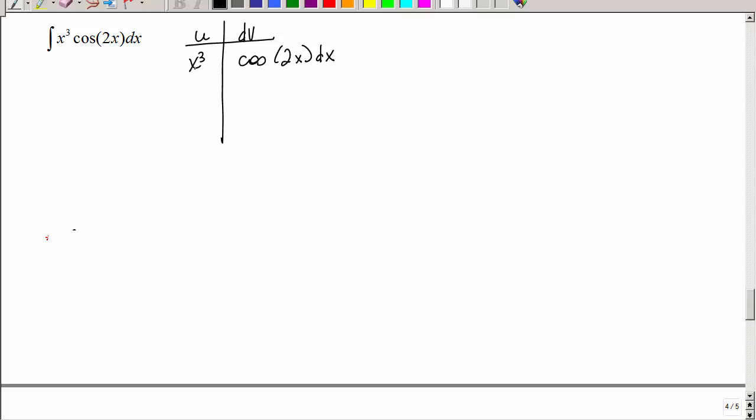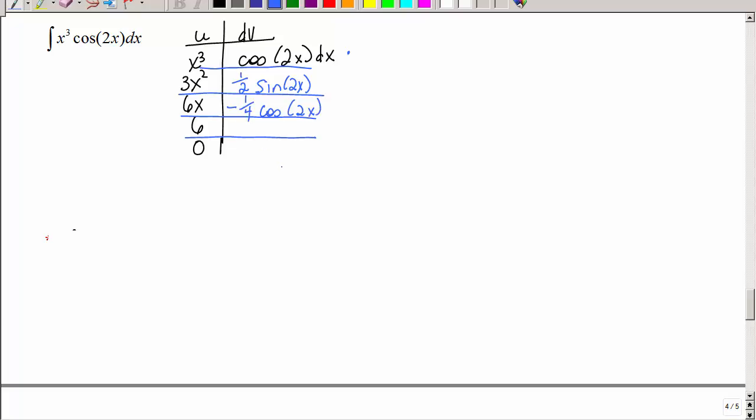Okay. On your u side, you want to just keep deriving until you get down to 0. And it's really helpful if you have lines on your paper so you can kind of match them up. Okay, so we need to be careful. How do you integrate cosine? It's going to be the sine of the same angle, but you have to compensate for the 2, so that's going to be 1/2. Then how do you integrate sine? That's the negative cosine, but again, another 1/2, so that's going to be a 1/4.